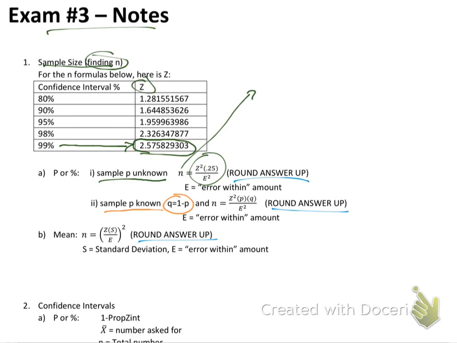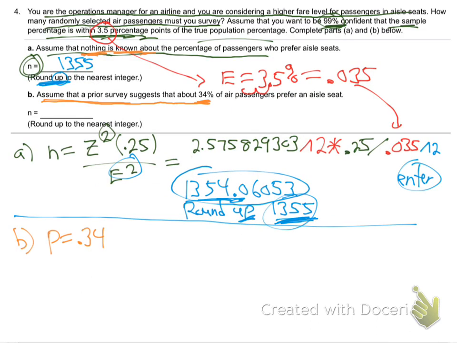First find Q, which is 1 minus P. It's the opposite. It's like chance of rain, chance it won't rain, opposite. 34% chance of rain, then that'd be what? 66% chance it won't rain. It's the opposite. So find P and Q.